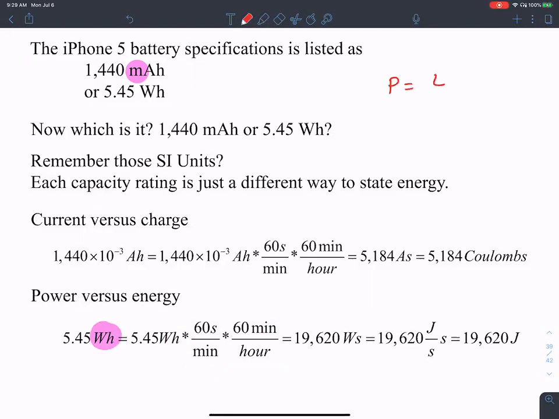Power is energy per time. Energy is power times time, right? So watt is power, hour is time. The product of power and time should give me energy. So this 5.45 watt hour is actually energy, and therefore I want to express it in terms of a standard unit, therefore joules. That's what I'm doing here.